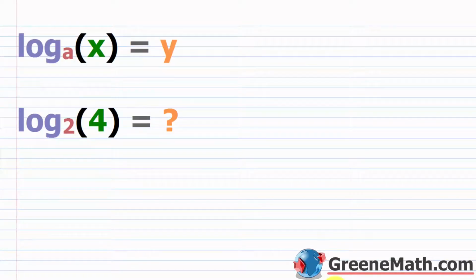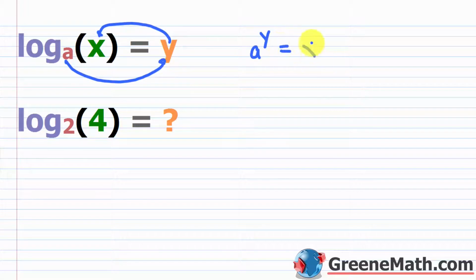All right, so let's jump in now and look at some basic examples of going back and forth between the exponential form and the logarithmic form. So I already have this laid out for us. The log base a of x equals y, just as a reminder. Again, this is a to the power of y is equal to x.